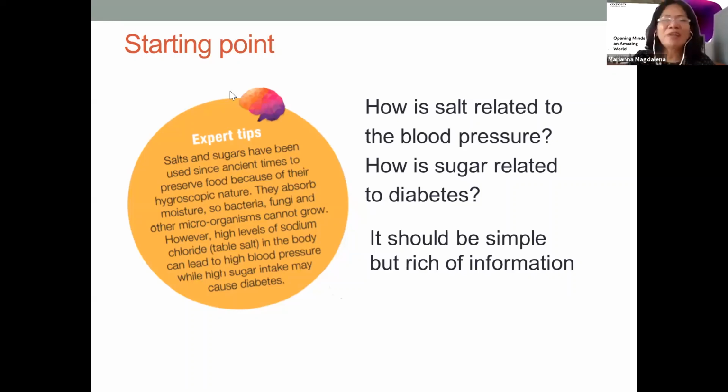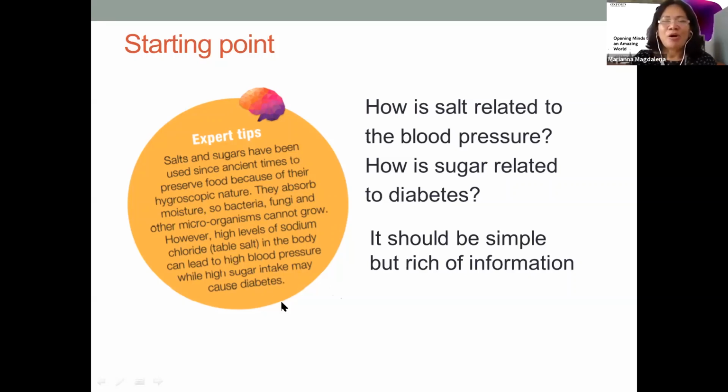And then I got this idea. Actually, in the teacher's guide there is also an idea, but as I want to show you, there can be many ideas. This is what I can start with as a starting point. Salt and sugar have been used since ancient times to preserve food because of their hygroscopic nature. They absorb moisture, so bacteria, fungi, and other microorganisms cannot grow.